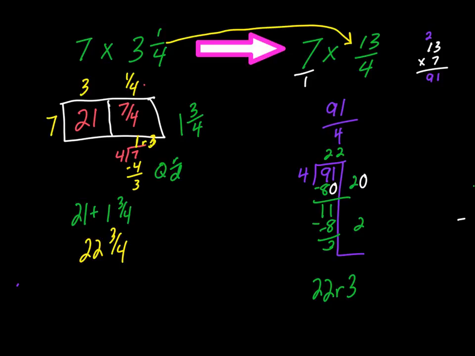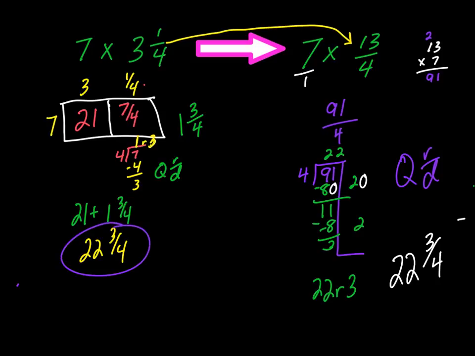All right, but then we have to remember our QRD, which reminds us that our quotient is our whole number, so 22. My remainder is the numerator, and my denominator stays the same. And now you can see that 22 3/4, 22 3/4. So you just have to decide which one works best for you and which one you're most comfortable doing.